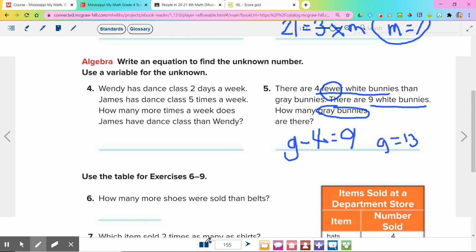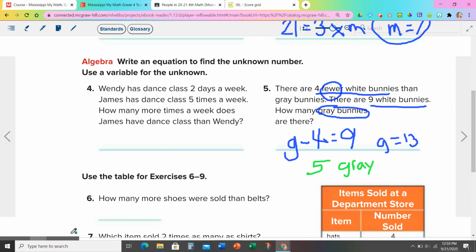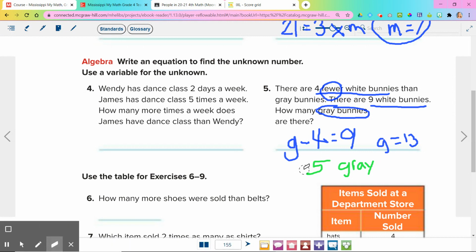Now what happens a lot of times is people want to subtract these 2 numbers and say that, oh, there's 5 gray bunnies. But that can't be right because there are 4 fewer white bunnies than gray bunnies. And if it tells me that there are 9 white bunnies, I can't have less gray bunnies because I have less white bunnies. So that's just an example of why we've got to read these problems very carefully.